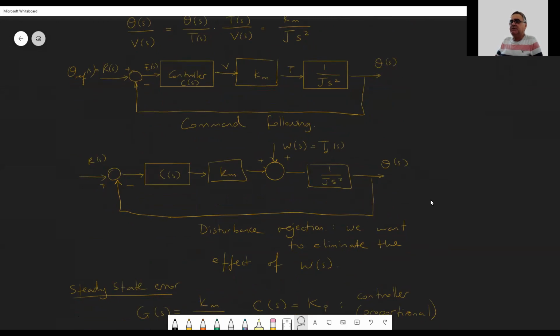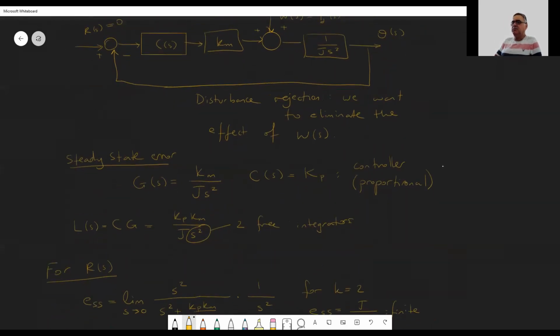Then you have the disturbance rejection case, in which you don't want to follow a certain command. That is, the arm stays as it is like this, but then a disturbance comes and hits the arm. The arm has to come back to its original position. The input is the disturbance. The reference is 0. You don't want the reference value to change. We want to eliminate the effect of the disturbance.